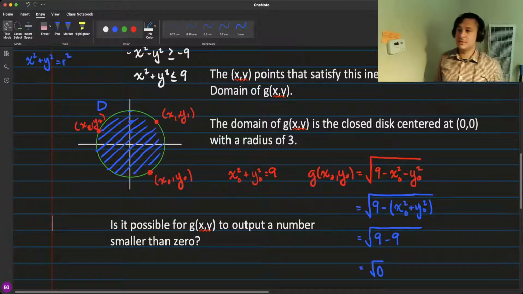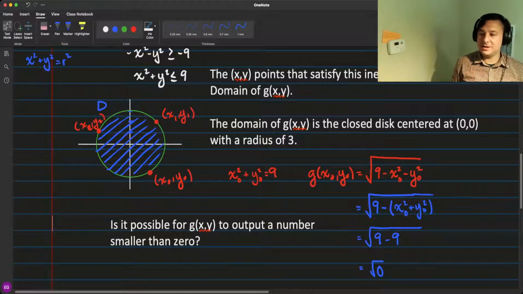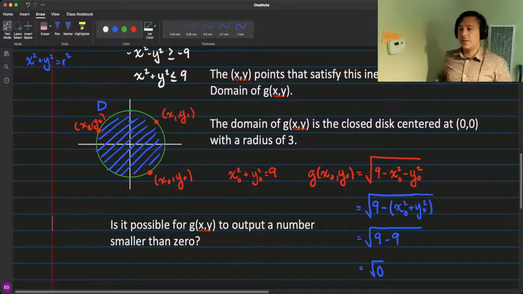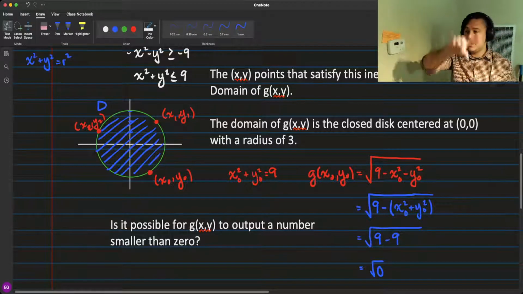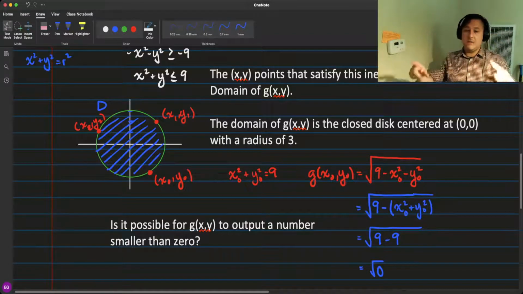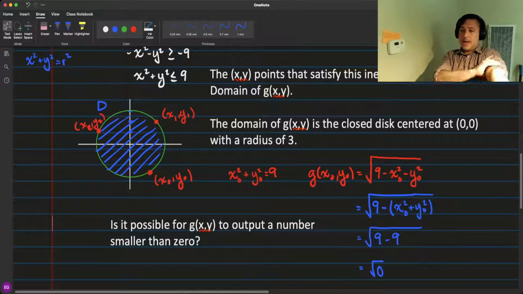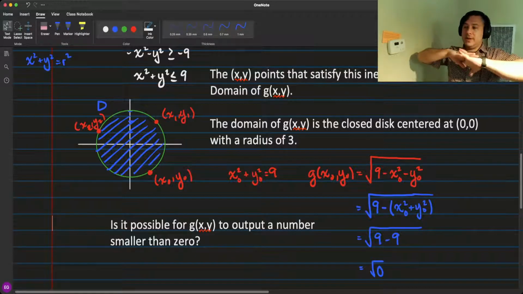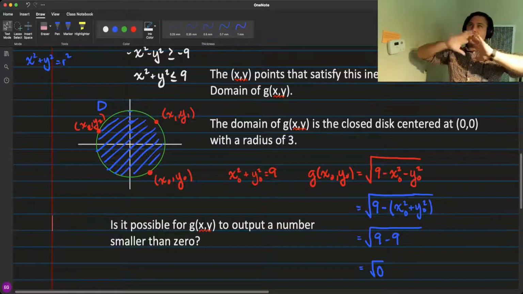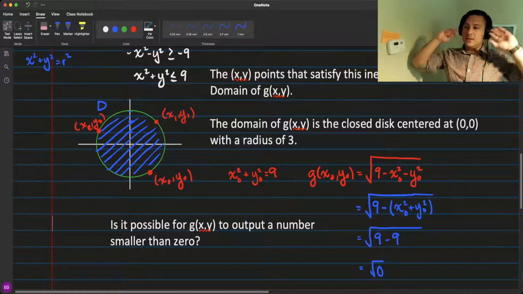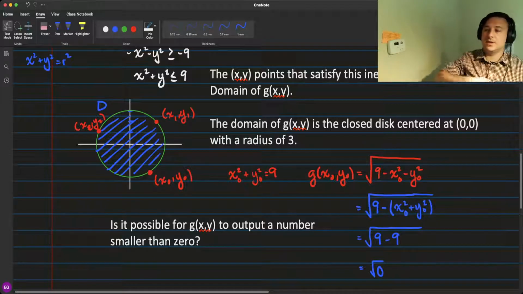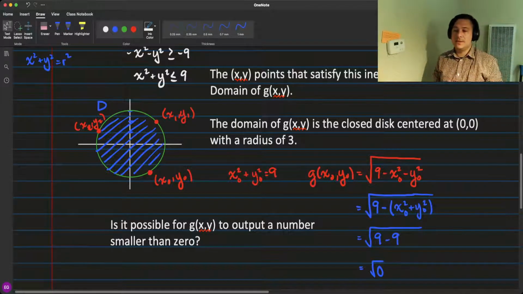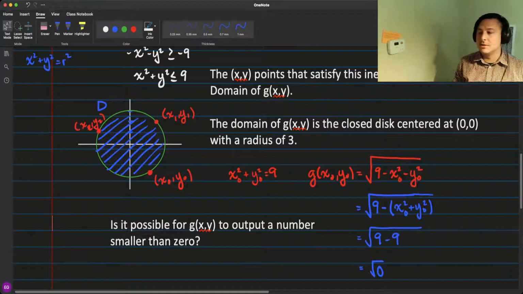Is that possible? Like here, we plugged in a value from the edge. When you plug in a value from the edge, you get 0. Is it possible that you could find another number to plug in, or another point, my bad, that you could plug into this function and it would spit out, say, a negative number? Is this possible?